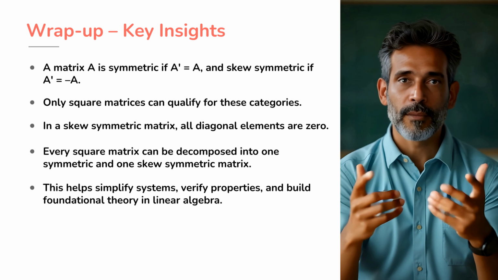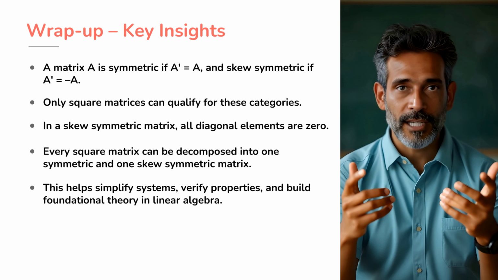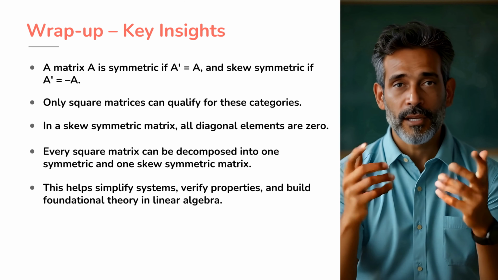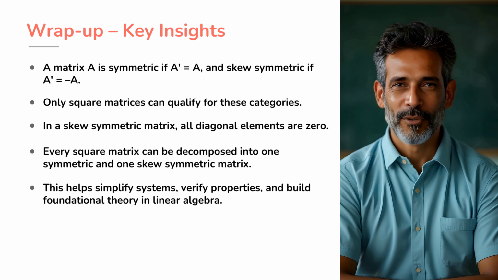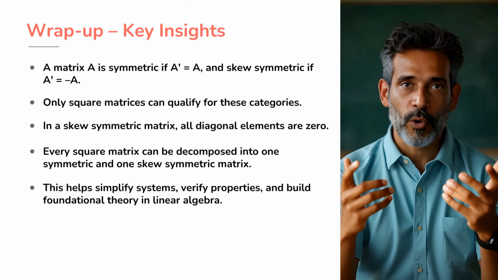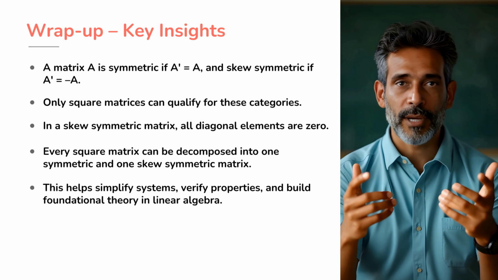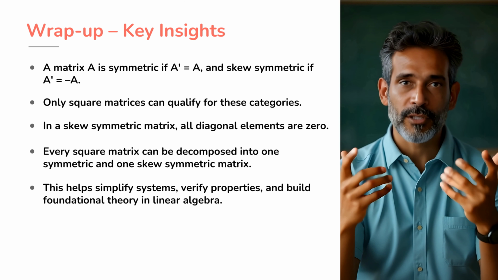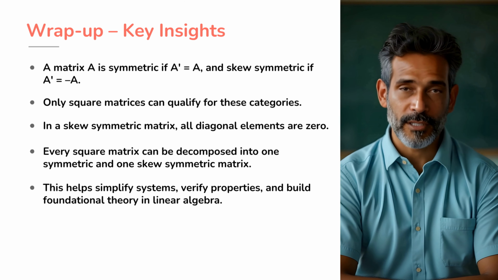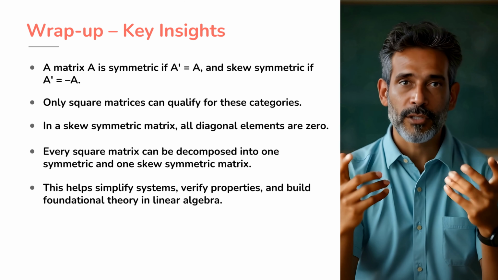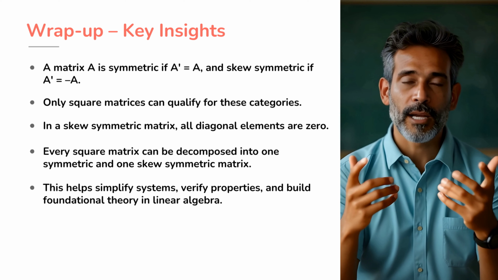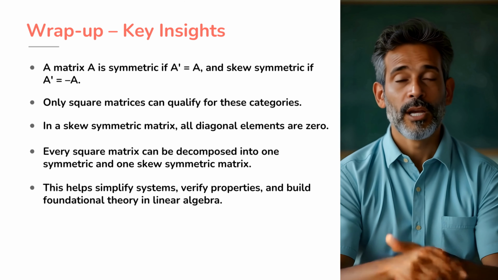Let's wrap it all up. A matrix is symmetric if its transpose equals itself, A transpose equals A. It is skew symmetric if its transpose equals its negative, A transpose equals negative A. Skew symmetric matrices always have zeros on the diagonal. Only square matrices can be symmetric or skew symmetric. Any square matrix A can be expressed as 1 half of A plus A transpose plus 1 half of A minus A transpose. This decomposition helps simplify matrix operations, validate algebraic identities, and support advanced topics like eigen decomposition and Fourier transforms. And that's the beauty of understanding symmetry in matrices, a small insight that brings great computational power.